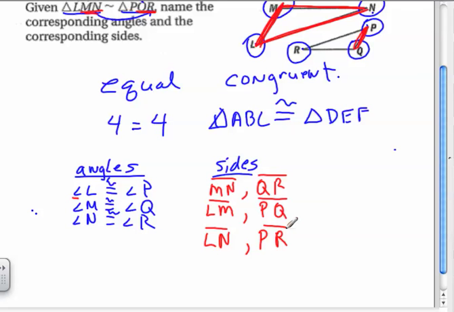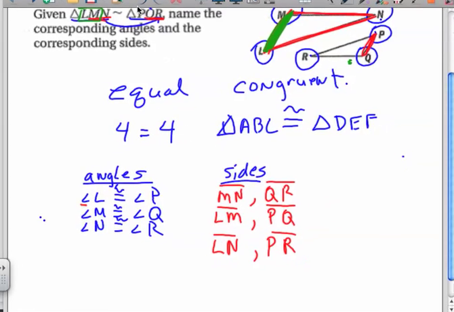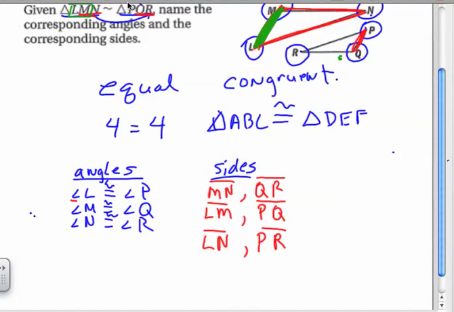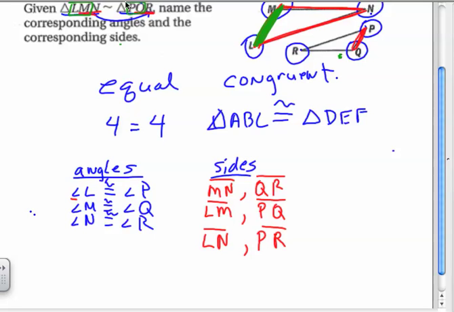All right? Quickly, some questions. Let me go through here quickly. Well, I looked at this figure, and let's just say I want to know what side corresponds with LM. I don't really have to look over here at this figure. I can just look right here. Okay, here's LM. PQ goes with LM. They're in the same order. Does that make sense? Yeah.